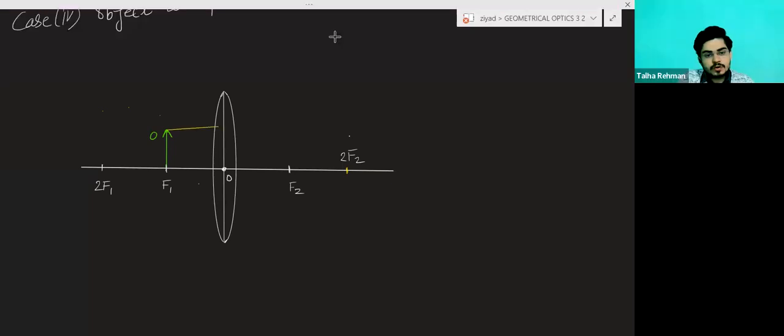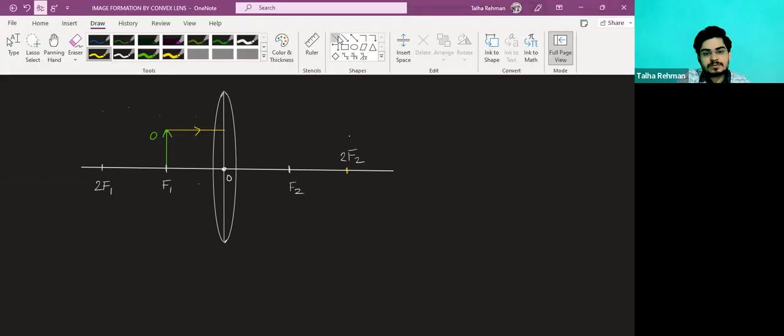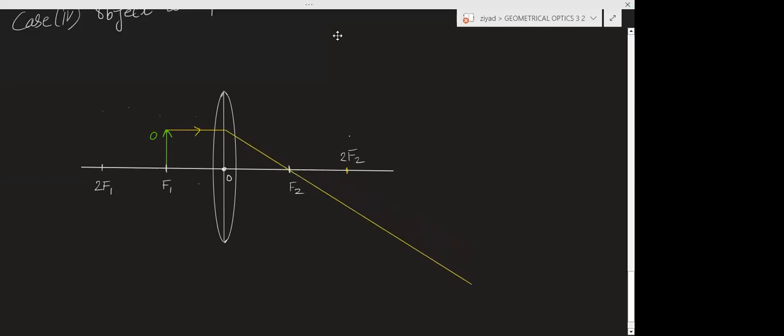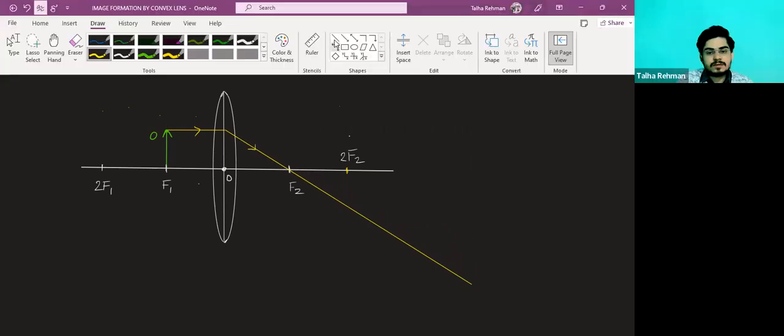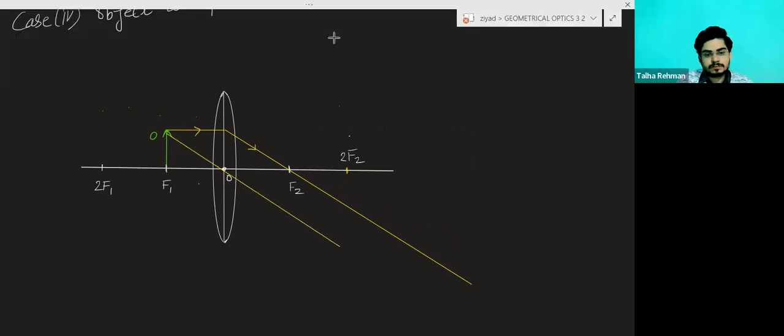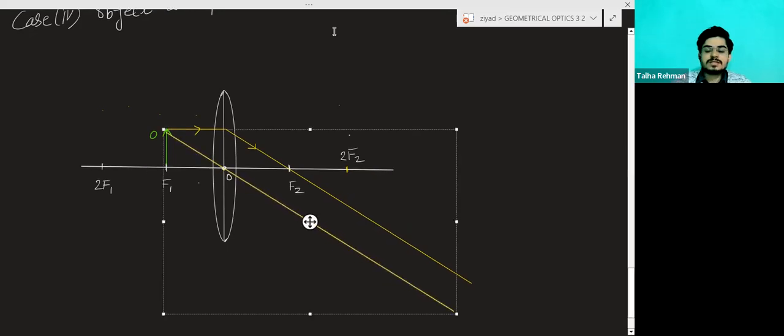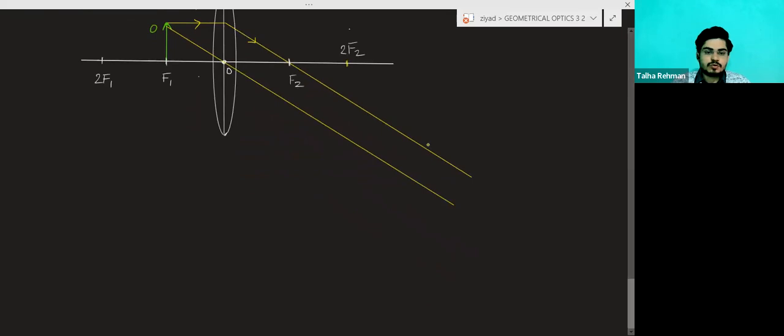The first ray from the object is like this, parallel to the principal axis, and after passing through the lens, it will pass through the focus. Now another ray is like this. Now you can see both these rays are parallel. These rays are parallel rays.